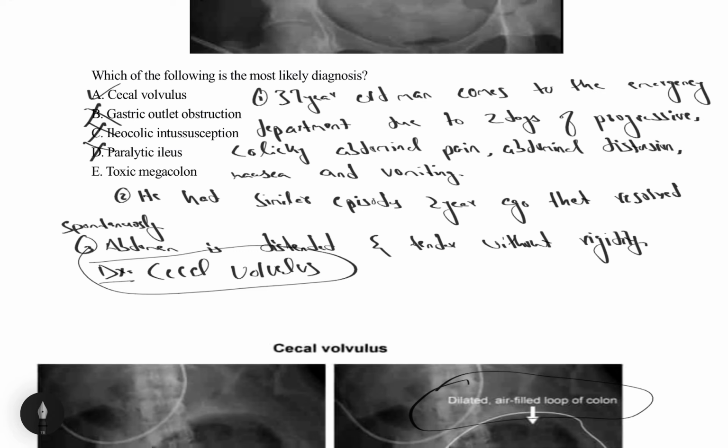Choice D, paralytic ileus. A patient having paralytic ileus typically has generalized distension of the large and small bowel on X-ray. Choice E, toxic megacolon. Toxic megacolon on X-ray typically reveals diffuse dilation of the colon rather than a single dilated colonic loop. And the patient will typically appear toxic. For example, the patient will have fever, altered sensorium, and often bloody diarrhea. So here the correct option is choice A, cecal volvulus.